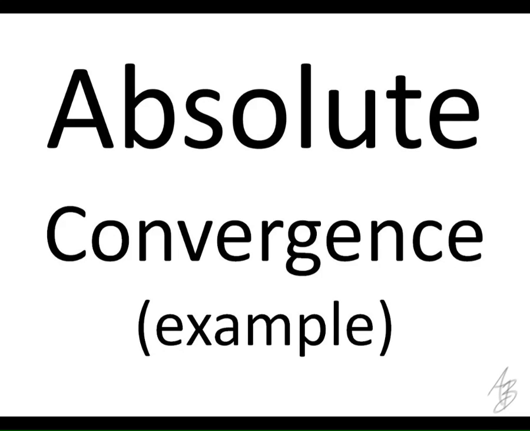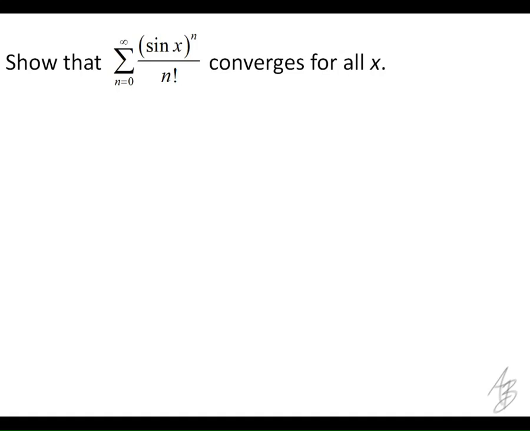So we'll look at an example here of a series that we're going to use absolute convergence. We want to show that this series right here is going to converge for all values of x. So it doesn't matter what I put in here for x. I know this series here is going to converge, and I want to show why.